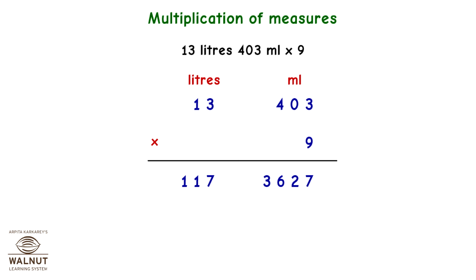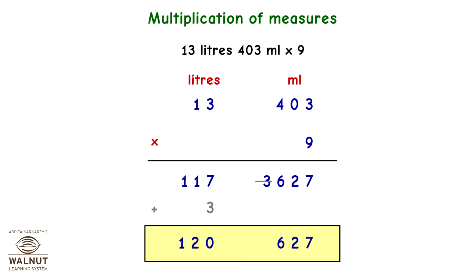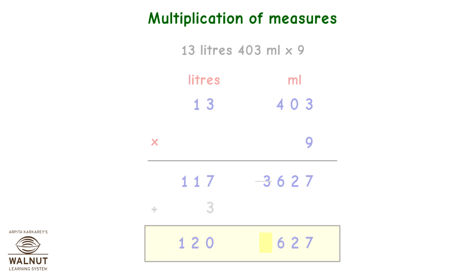We know that 1000 ml is equal to 1 liter. Here we have 3 liters which we can club with the rest of the liters and keep the remaining milliliters. We add up the liters and that is our answer. 120 liters and 627 milliliters. Let's take a look at another one.